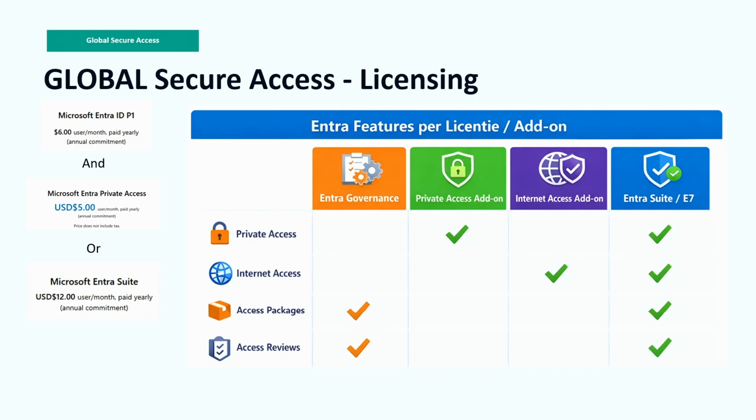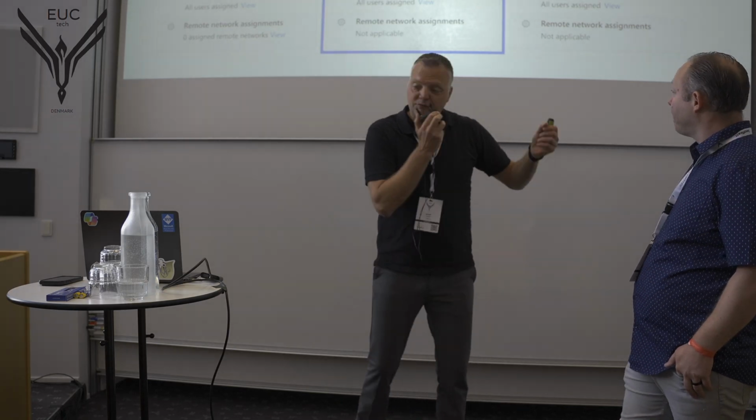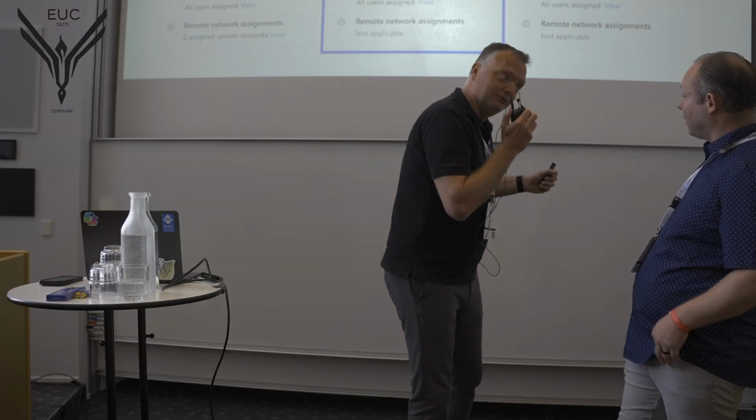Looking at this is the licensing bit. Yeah. You need Entra P1, and then based on what you want, you can have only the Secure Private Access or the Internet Access for $5 a month, which is a steal. Or you can just have the Entra Suite, and if you're feeling lucky, you can buy the complete E7, where it's also in place. Now this is where the fun part begins, and then I'm giving it back to you.